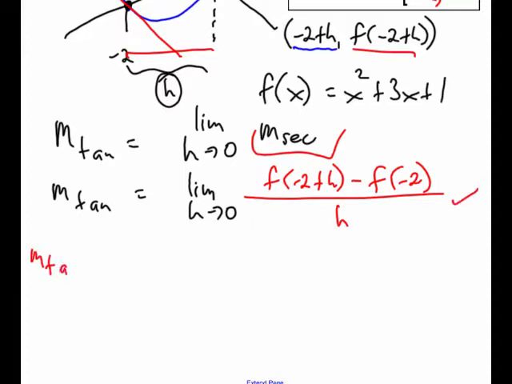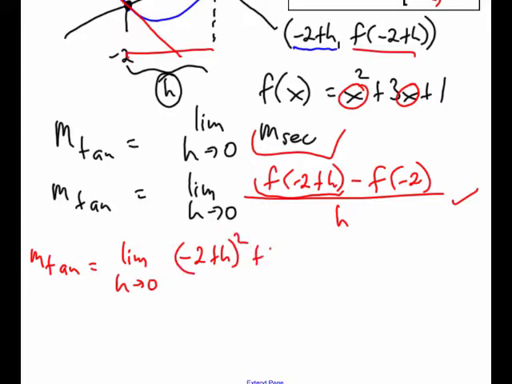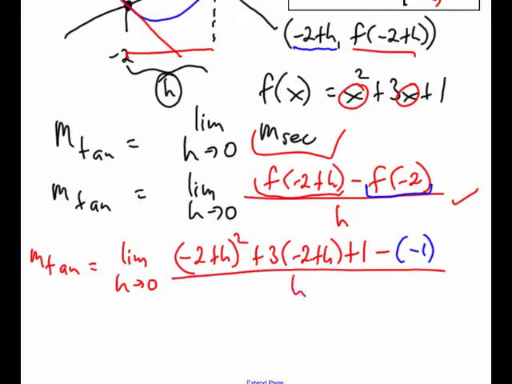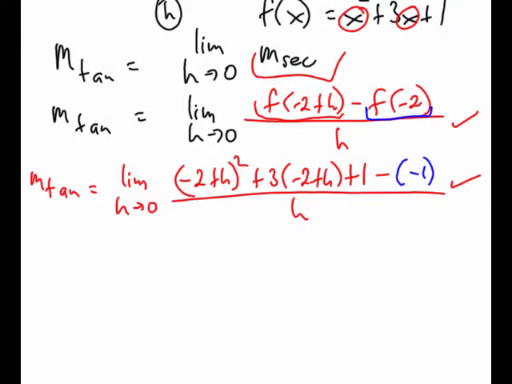So the slope of the tangent is the limit as h approaches 0 of f of -2 plus h, which means plug -2 plus h wherever I see x, minus f of -2, which previously we calculated to be -1, all divided by h. So now we need to evaluate this limit.